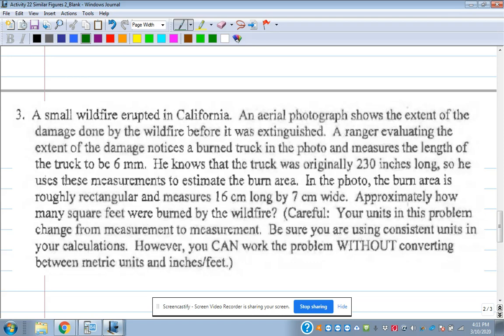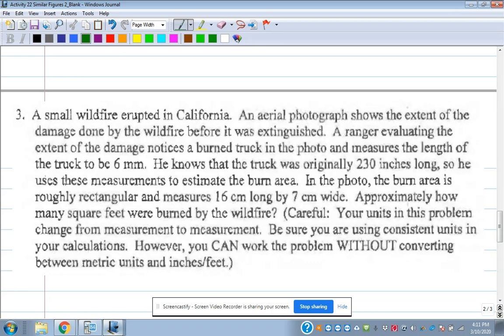In the photo, the burn area is rectangular, and it measures 16 centimeters long by 7 centimeters wide. So that's a different dimension, right? So far, we've had millimeters to inches, and now we've got centimeters by centimeters. Approximately how many square feet were burned by this wildfire?